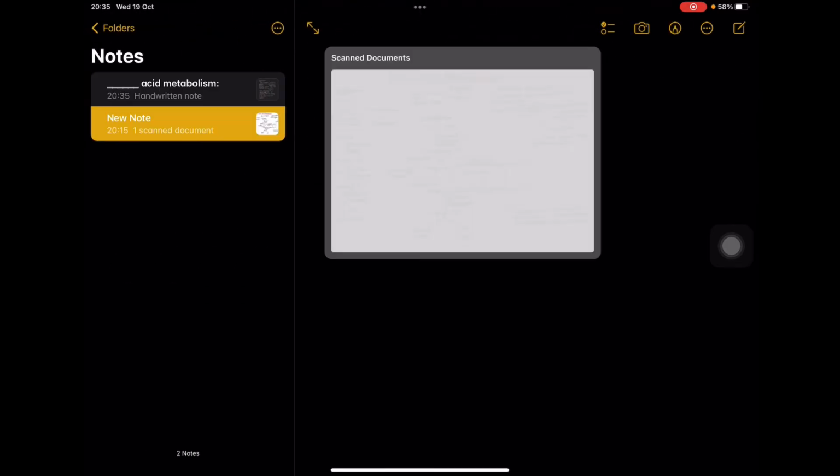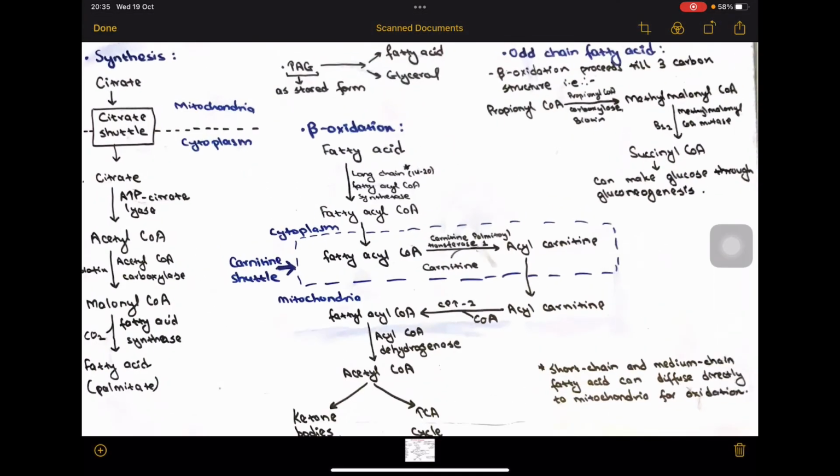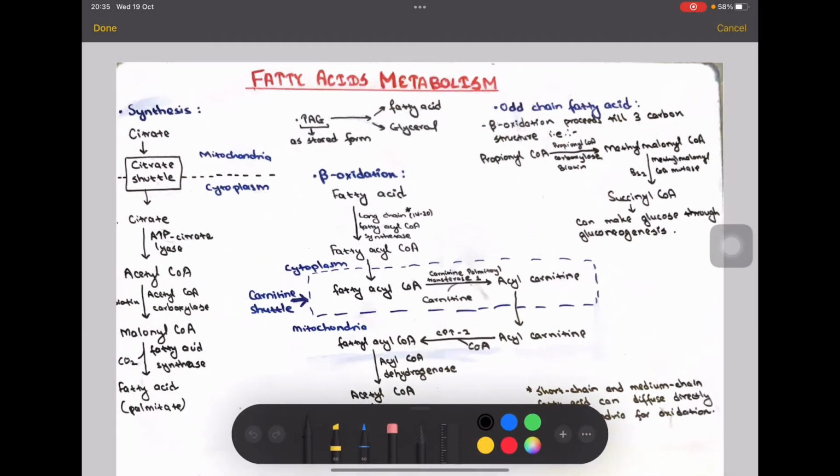I have a diagram here so that we can learn it very easily. So, fatty acid metabolism. How is it synthesized? Whenever the citrate level is increased, for example, when we have a lot of energy, a lot of ATP, the increase in ATP will inhibit one enzyme, and that enzyme is isocitrate dehydrogenase.